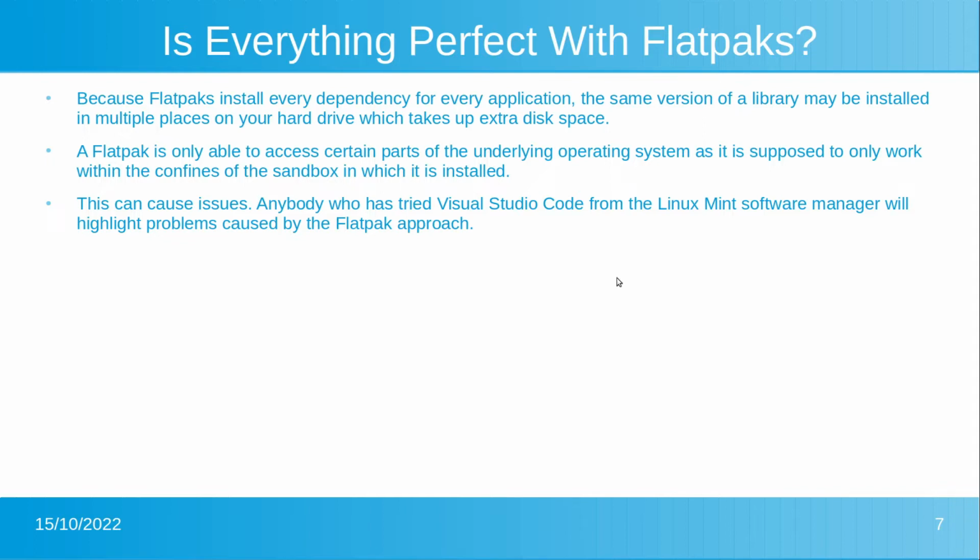What this means is when you're using something like Visual Studio Code, which is in the Linux Mint Software Manager, it highlights problems with things like debugging. When you're trying to debug, you want to use Chrome or another browser, and it doesn't necessarily have instant access to that browser, and you get all sorts of error messages pop up, and it takes some time to debug and get it working.